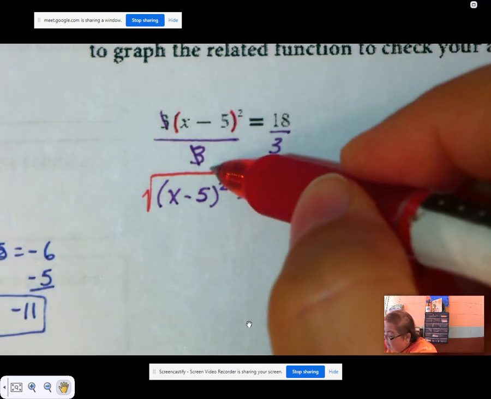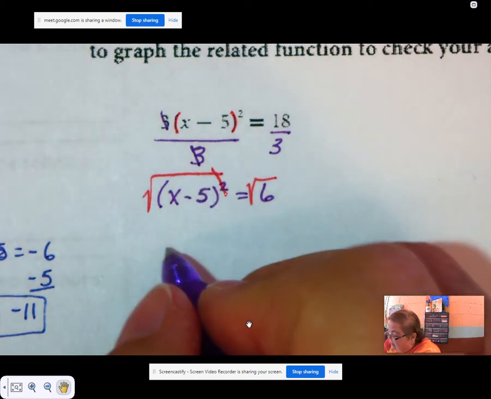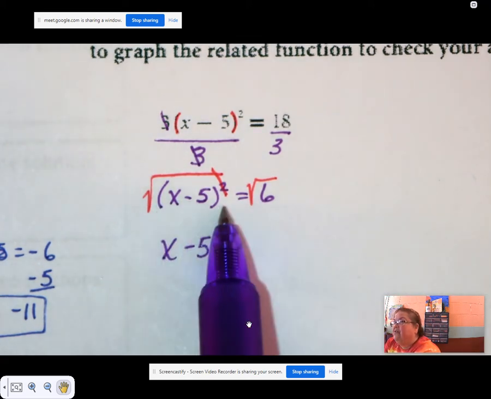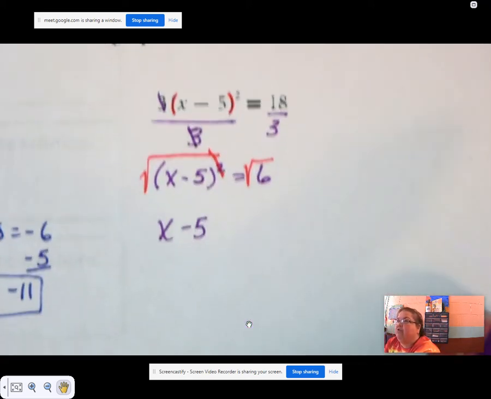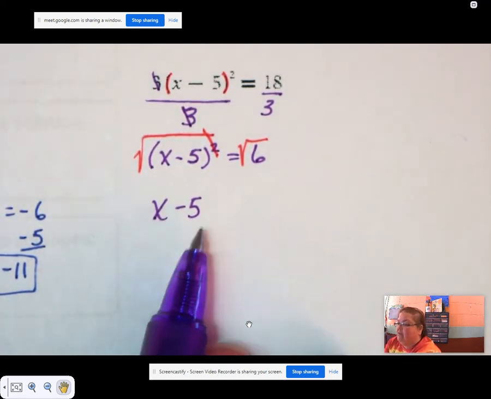The root and the square cancel each other. And what I have left is what's inside: X minus 5. I no longer need the parentheses because the square is gone. So that's where you get rid of the parentheses. Once the square is gone, the parentheses go away too.